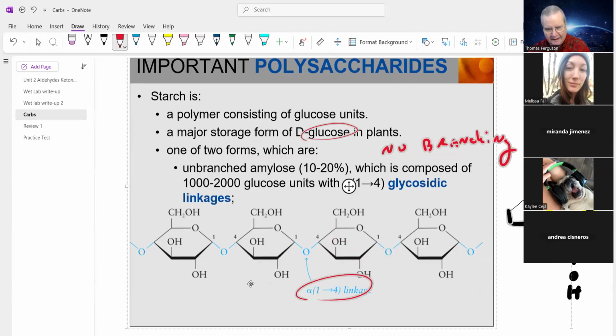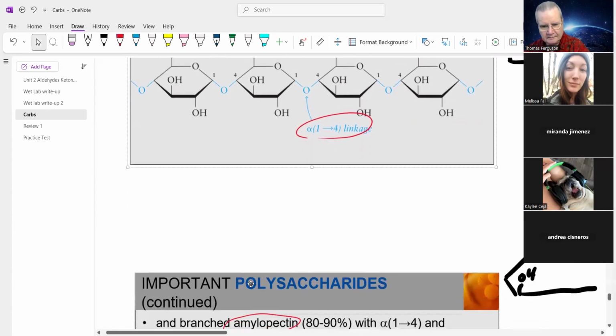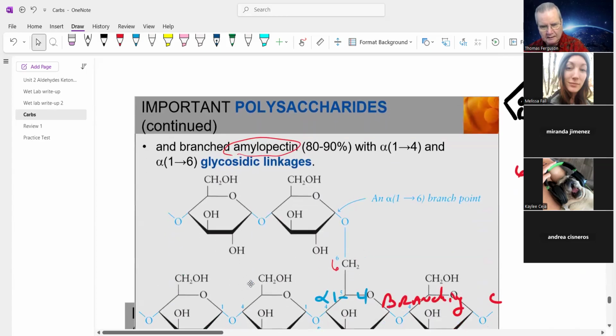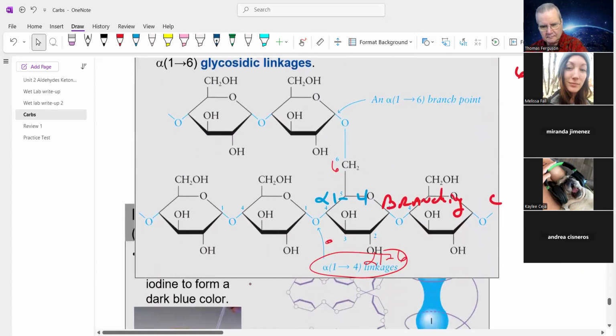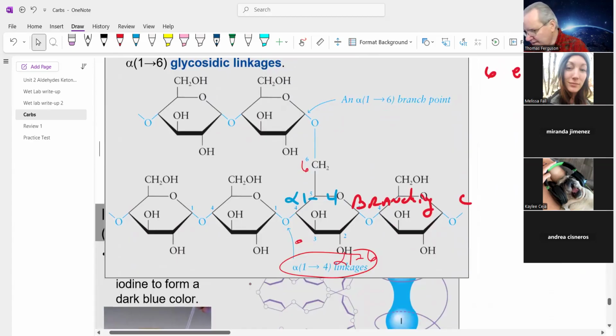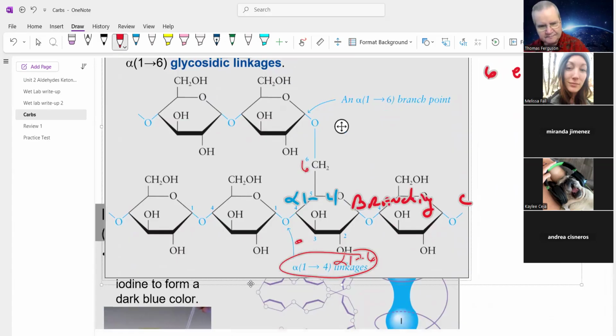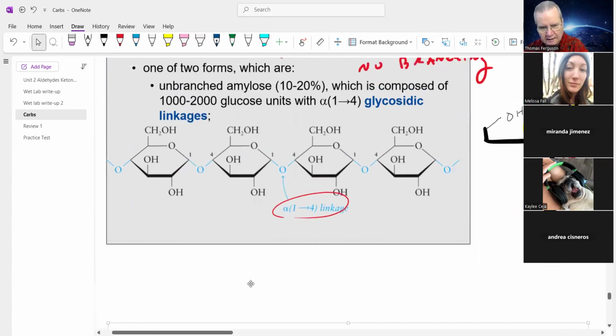Alpha 1,4 linkage, and with no branching, that's another thing. We're going to be looking at glycogen in a minute, which has branching. Now the enzyme that breaks this apart is amylase. Okay, so this is branching, and it branches on carbon number 6. So this has two sets of linkages. There's an alpha 1,4 and an alpha 1,6. And these are all alpha 1,4s.